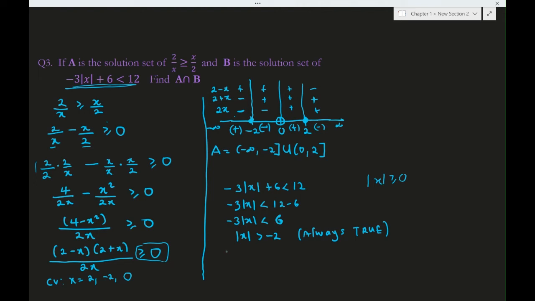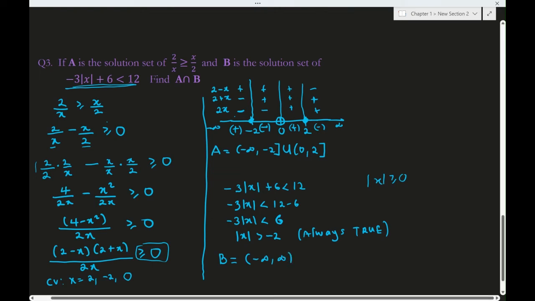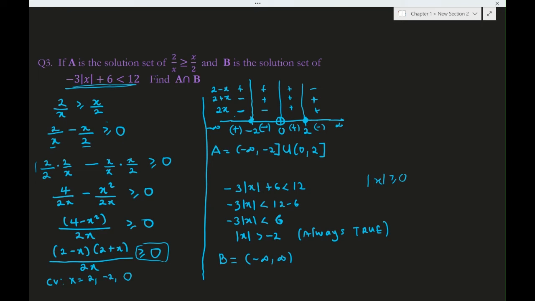And what does that mean? It means our B, which is our solution set, is going to be just the whole of R, which is from minus infinity to infinity. Because any value you take from minus infinity to infinity, if you take the absolute value, you know it's going to be either positive or 0. So which is definitely greater than a negative number.